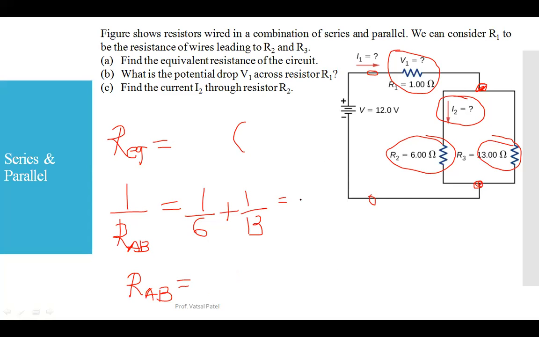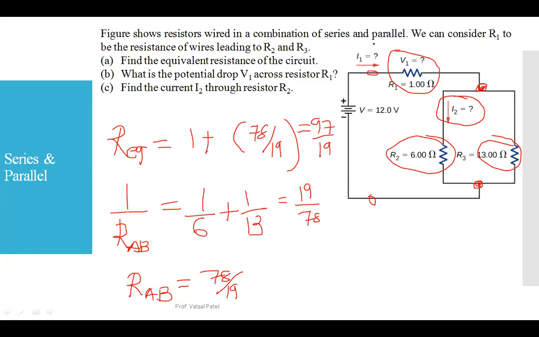Over here you have a 19, right? Divided by 78. So it is 78 by 19. And R equivalent, it is equal to what? 1 plus 78 divided by 19. Are you getting? So it is 97 divided by 19. This is your equivalent resistance value.